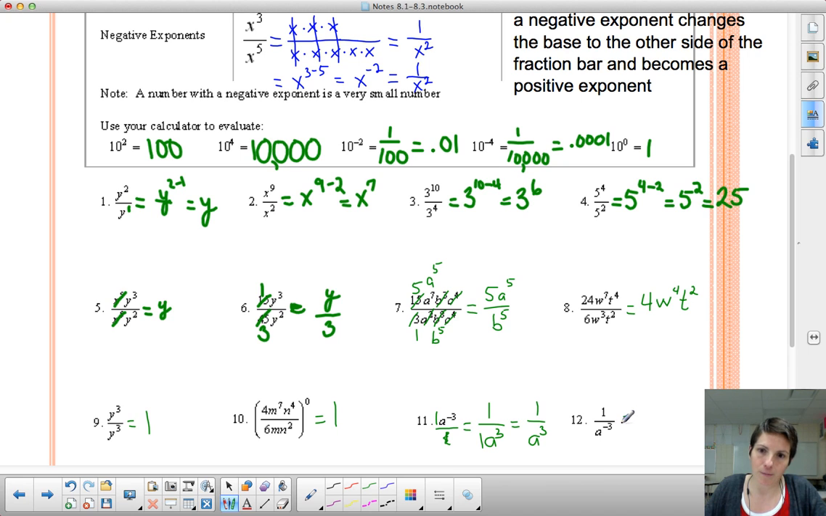Because this next problem, right, it's already got the fraction bar in it, so we'll put that fraction bar in. This base of 1 has a positive exponent, so it's going to stay in the numerator.